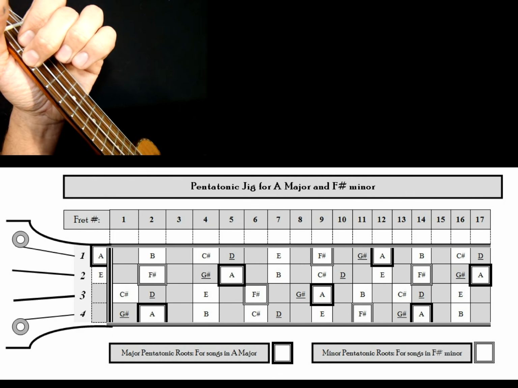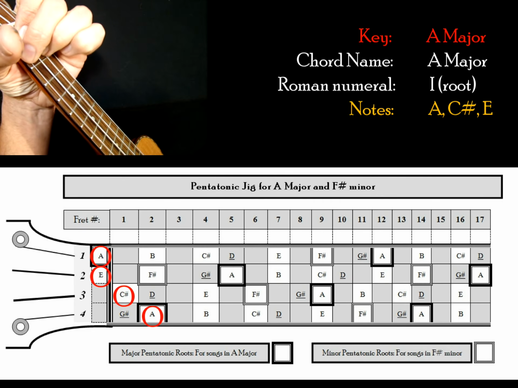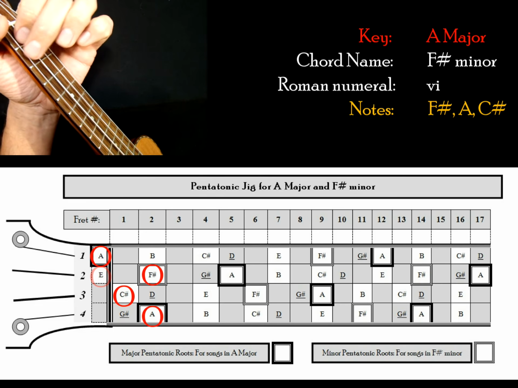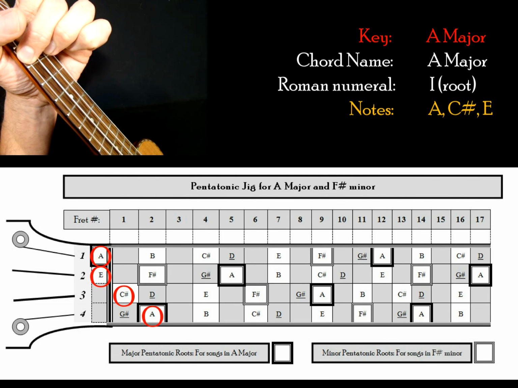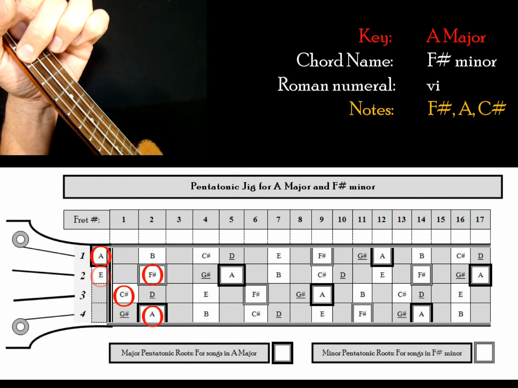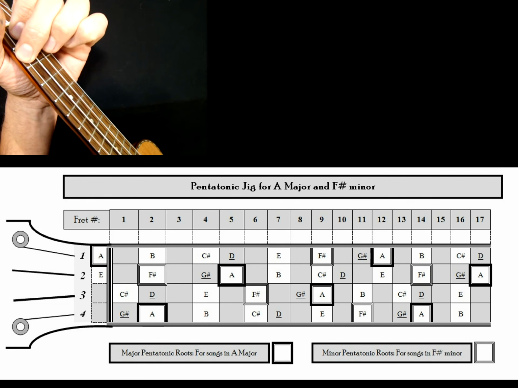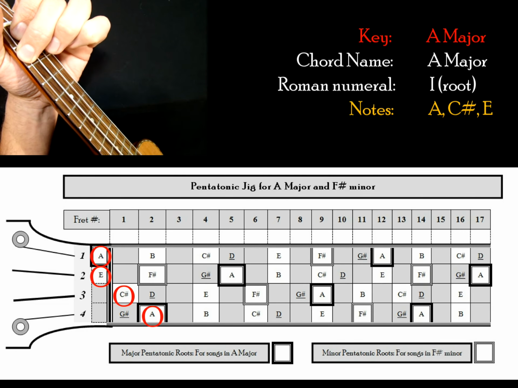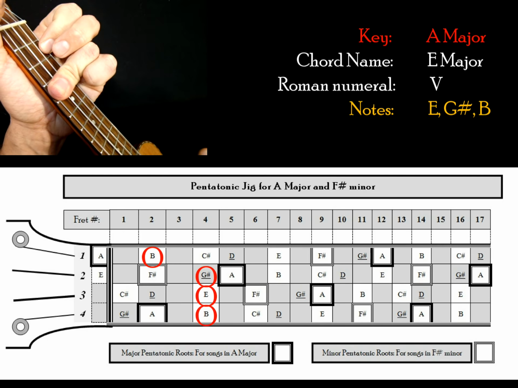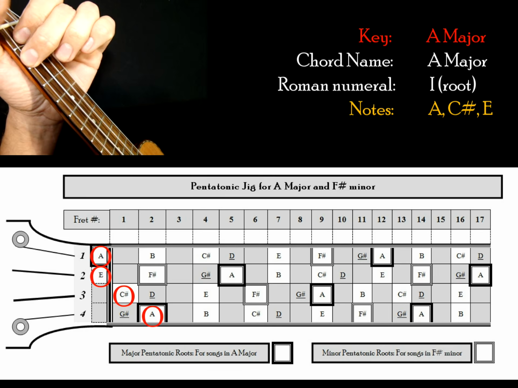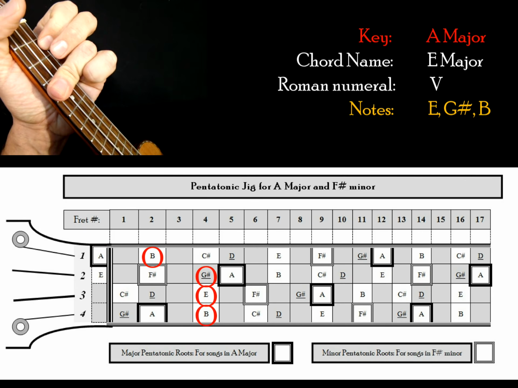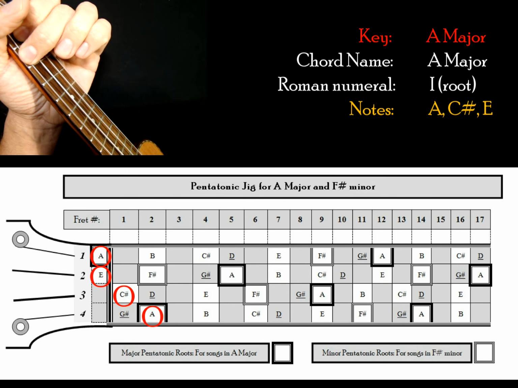On an A major chord, we just have to add this note right here, this F sharp note on the 2nd string, 2nd fret, to turn an A major into an F sharp minor. And I love that move on a ukulele because it has such a cool sound and it's such an easy move to make. So you have 1, 6, 4, 5, 1. So that's A major, F sharp minor, D major, E major, and then back to A major.